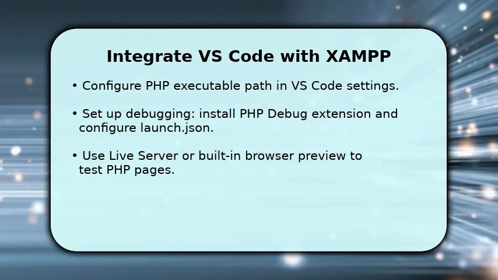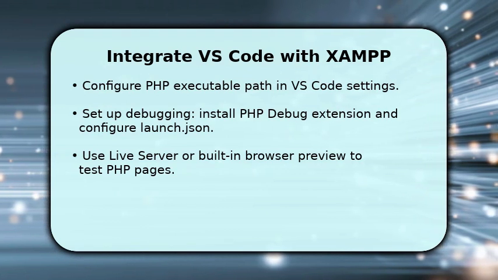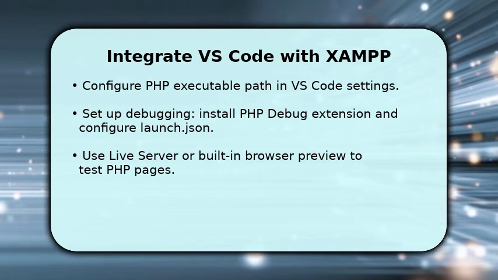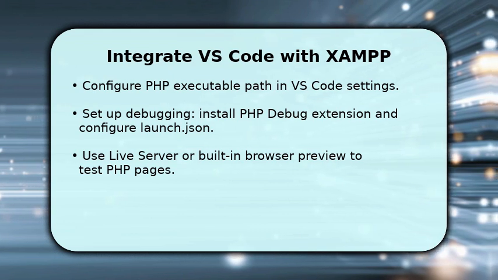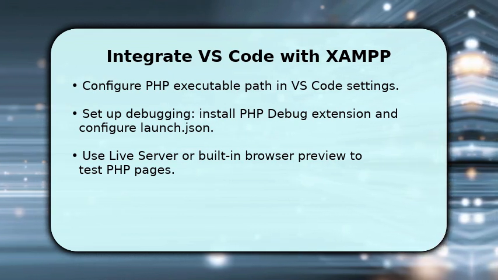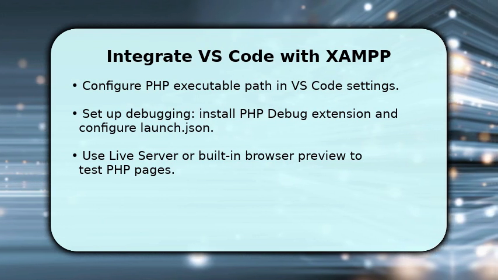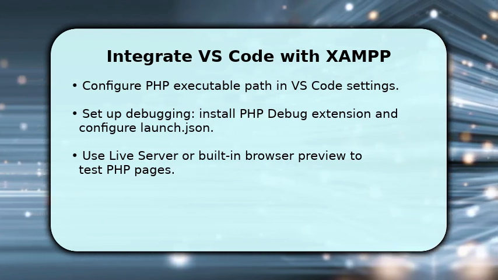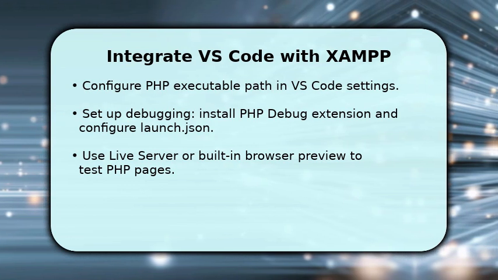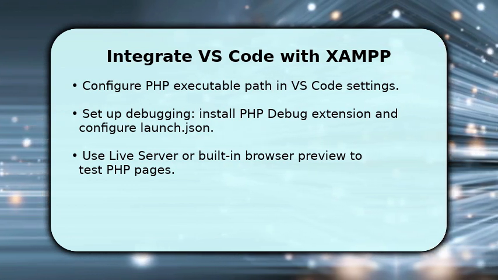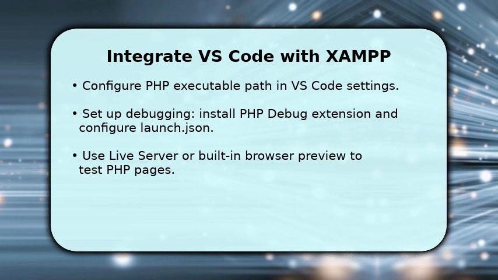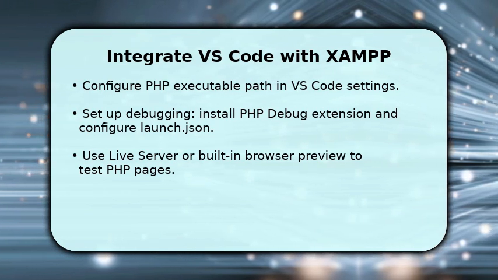Now integrate tools so you can code and debug smoothly. In VS Code, set the PHP executable path to XAMPP PHP. Ensure linting and IntelliSense work, then install the PHP debug extension and create a launch.json that points to the XAMPP port and document root. Once configured, place breakpoints and start a debugging session to step through your code.